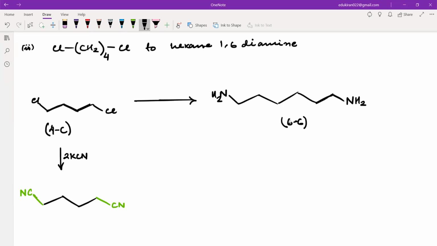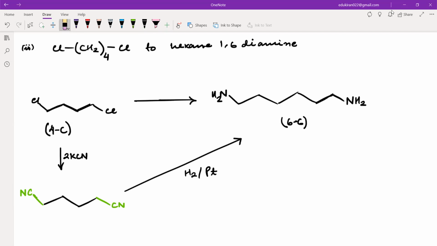Now we have how many carbon atoms? 6 carbon atoms we have. We have 1 nitrogen. We just need to reduce, right? So what are we going to do? We are going to reduce the CN group to NH2 by using any reducing agent. You can just remember H2 in the presence of Pt. So you will be getting hexane 1,2-diamine.